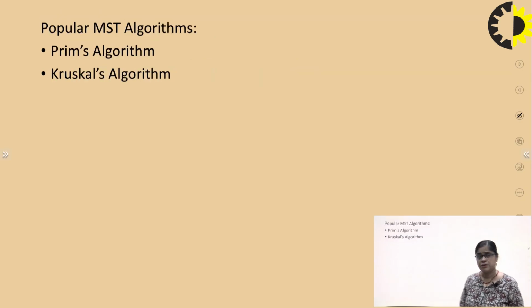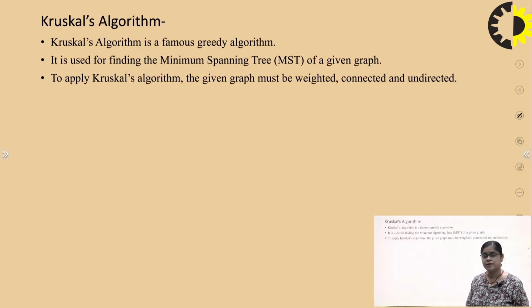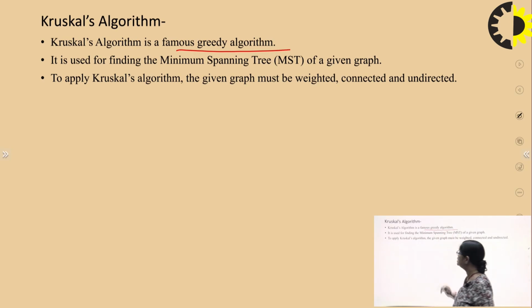Now, there are two popular MST algorithms, that is Prim's and Kruskal's. The first one is Kruskal's algorithm. Kruskal's algorithm is a very famous greedy algorithm, and it is used for finding the minimum spanning tree of a given graph, that is, the one with the least total weight while covering all the vertices, right? To apply Kruskal's algorithm, the given graph must be weighted, connected, and undirected.